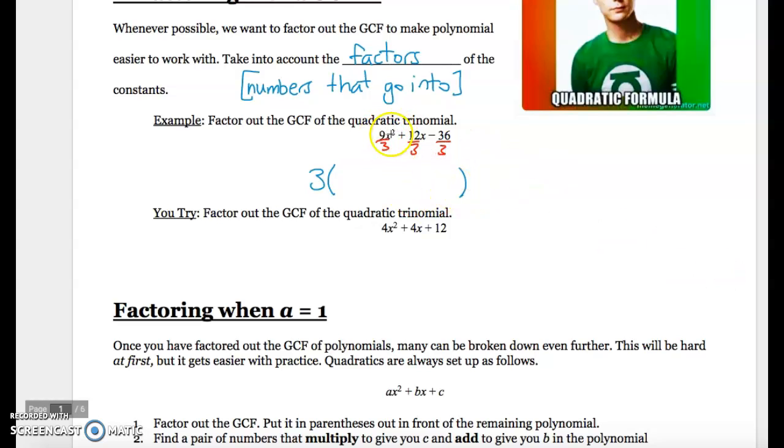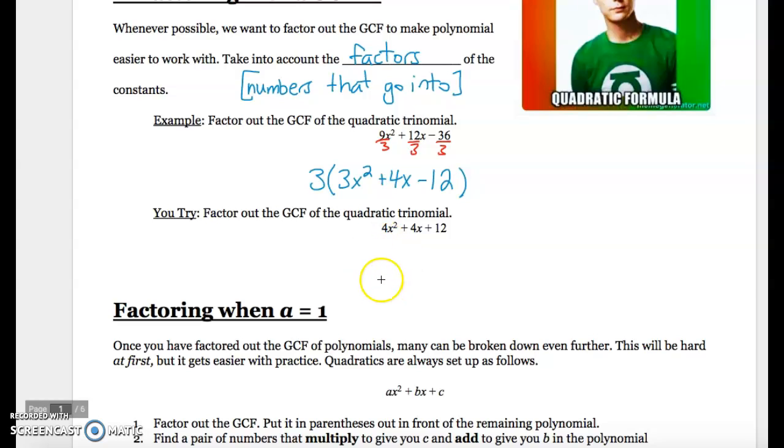So 9x squared divided by 3 gives me 3x squared left. 12x divided by 3 would give me 4x. And then negative 36 divided by 3 would give me a negative 12 left over. You know you've done it right if you can distribute your 3 back in and end up with what you started with. You also know that you've found the greatest common factor if there are no more numbers that can go into each of these. There isn't a number that goes into 3, 4, and negative 12, so I've pulled out the biggest possible number, okay?